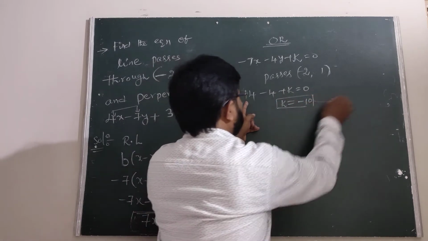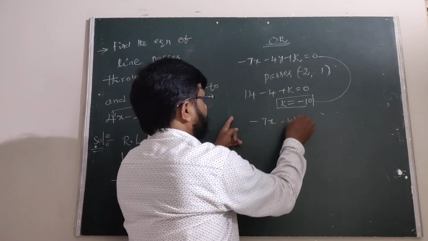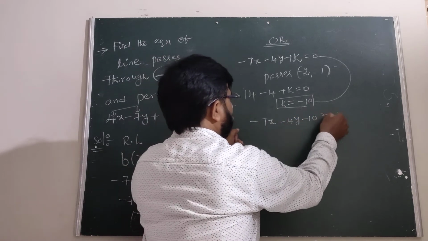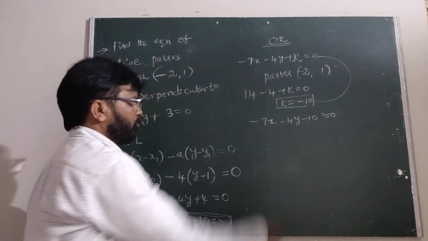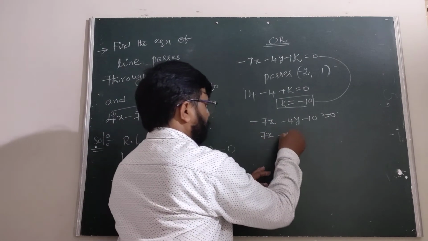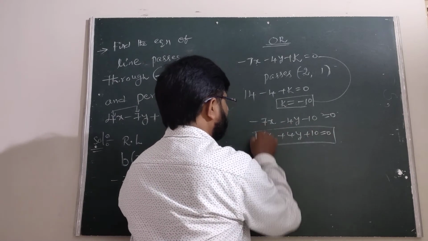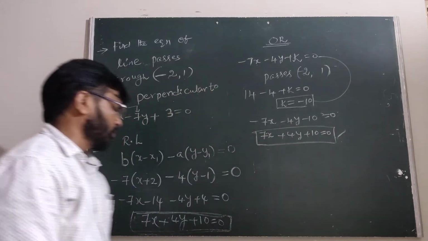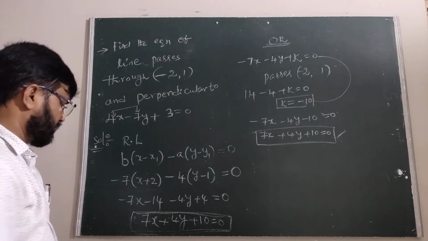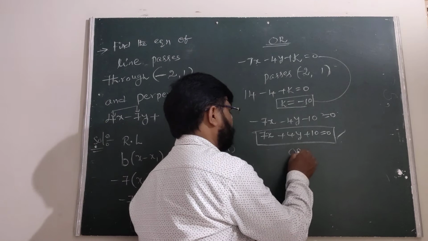Now substituting this, we get -7x - 4y - 10 = 0. Now we multiply with minus on both sides. Then it becomes 7x + 4y + 10 = 0. Is it clear? What is the answer here? Both are the same. And another method is also there.